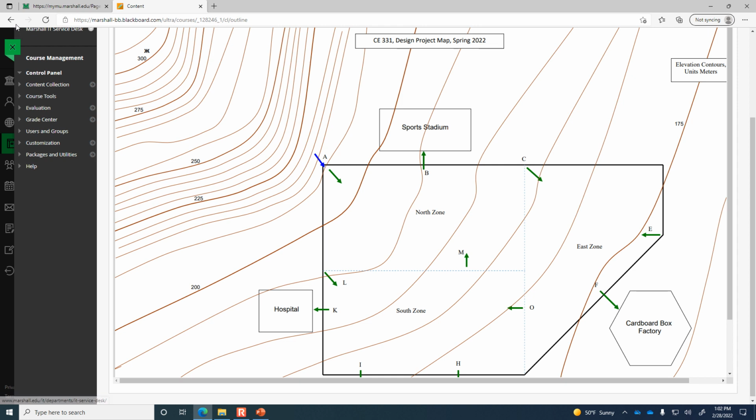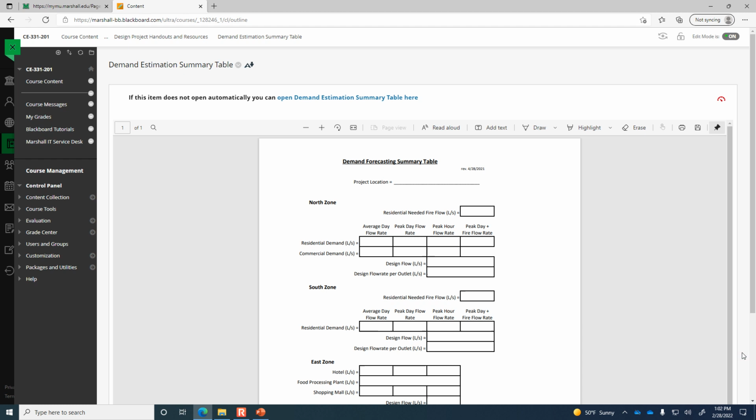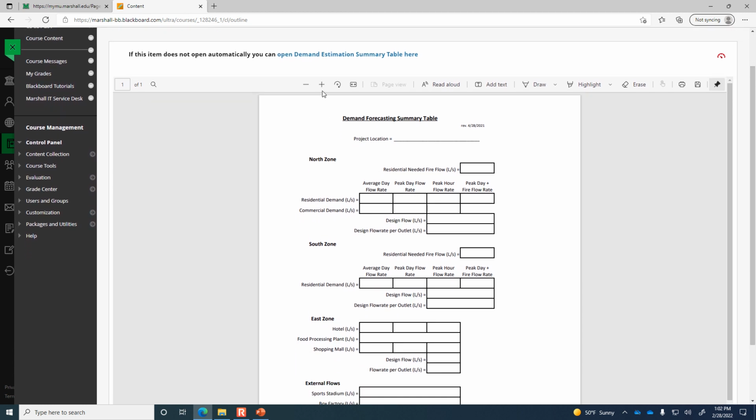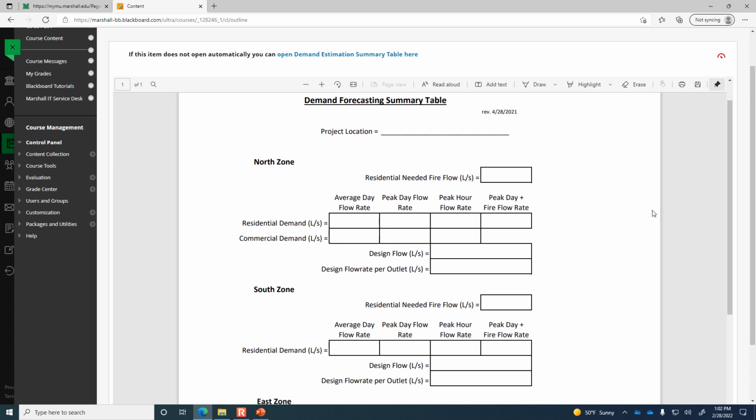So the summary sheet that I've provided, this demand estimation summary table, I think is a good guide to what calculations you should perform. If you're trying to figure out how much water they're going to use in the north zone, it's related to the residential demands and the commercial demands. And of course, there's a handout I gave you that each student has different assumptions in terms of population density. And so if you measure the area in the north zone and you multiply that area by the given population density, then you're going to know how many people are in the north zone.